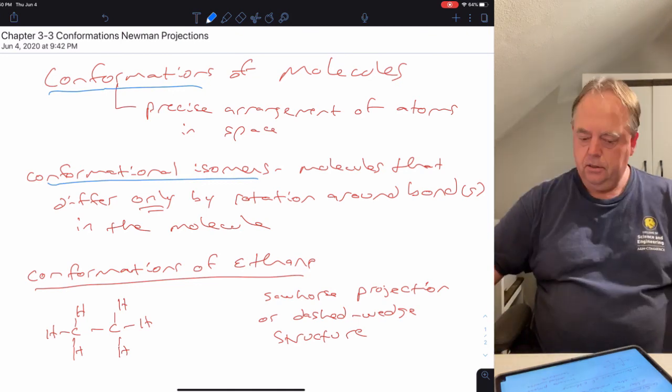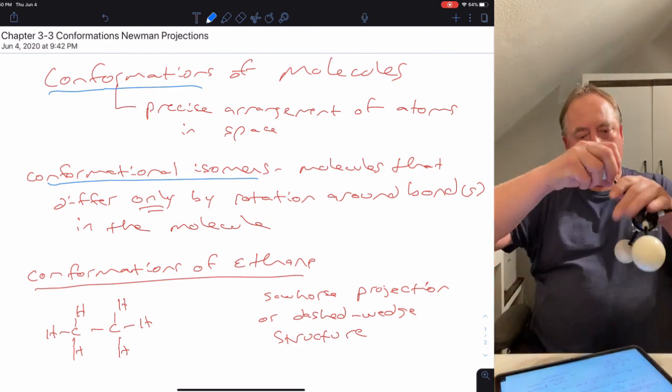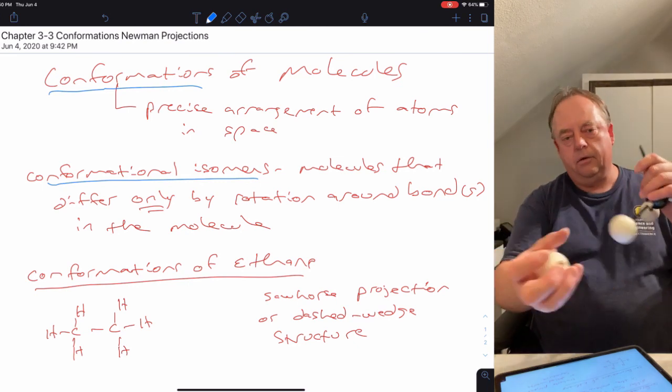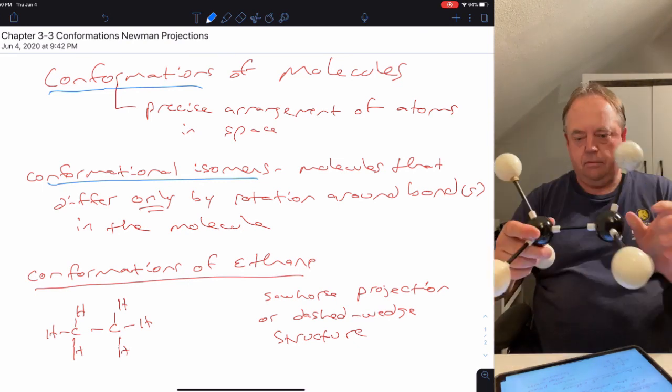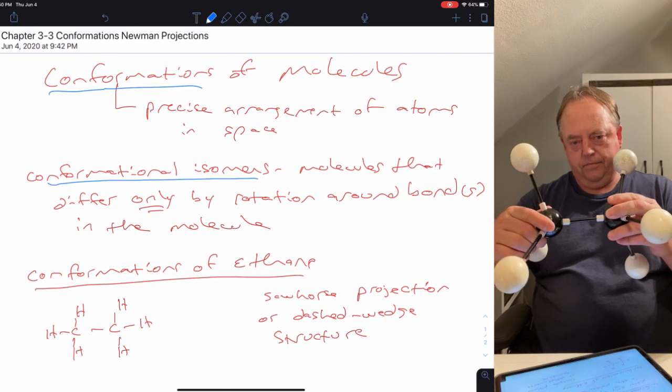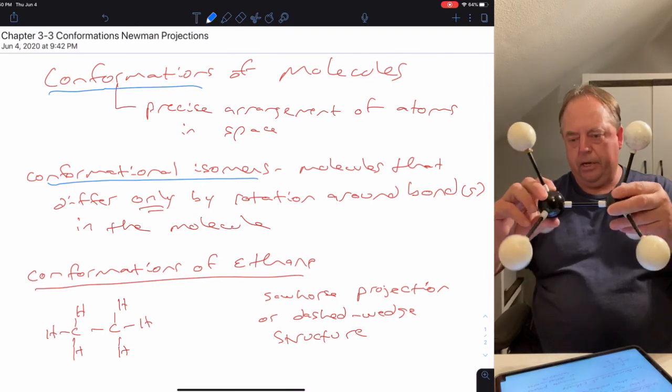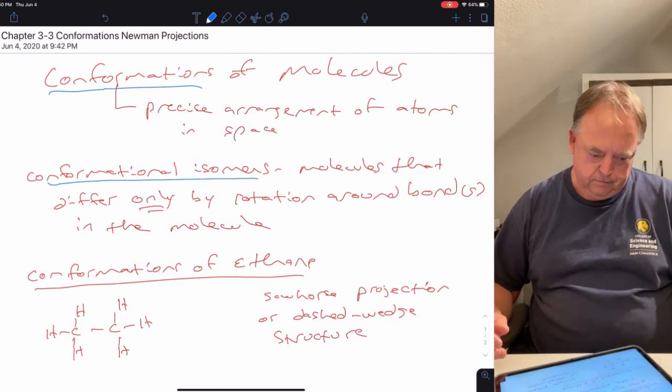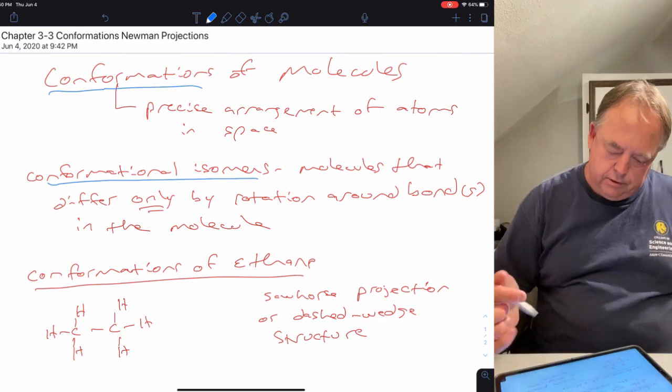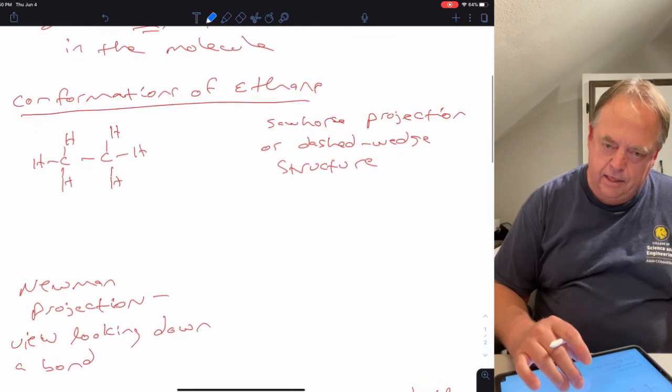You can't break an atom off and put it somewhere else. All that you can do is take a molecule and rotate around a bond, and that creates different conformations. Okay, so that's our first example. We'll take ethane, for example.